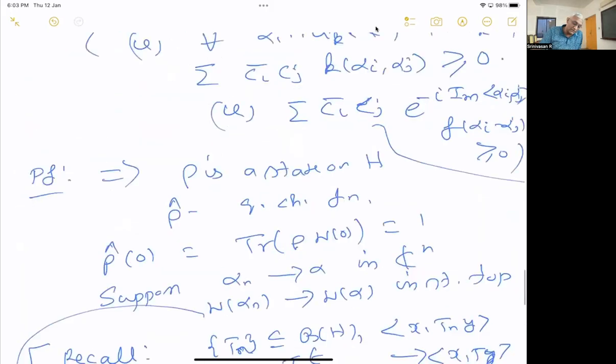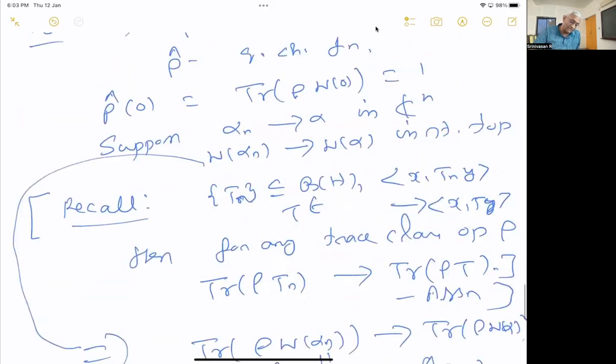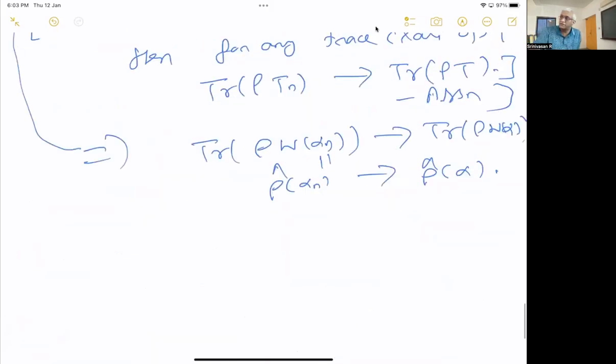So there are three conditions. First condition is f of 0 equal to 1. Oh, sorry, this is rho. I'm sorry, I confused it. We are proving one way, this way. That is, we have a rho which is a state. Rho hat is our f. So rho hat of 0 is 1. And we proved that rho hat is continuous. Now we have to prove it's positive definite.